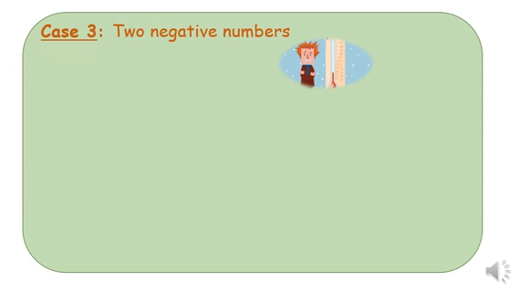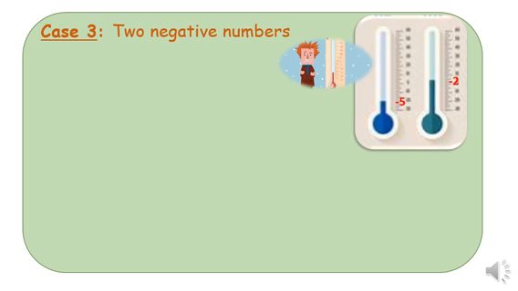Now, case 3, two negative numbers. For example, if we have two temperatures, one is -5 and the other is -2. Which temperature is colder? Sure, -5 is colder than -2. So -5 is smaller than -2.